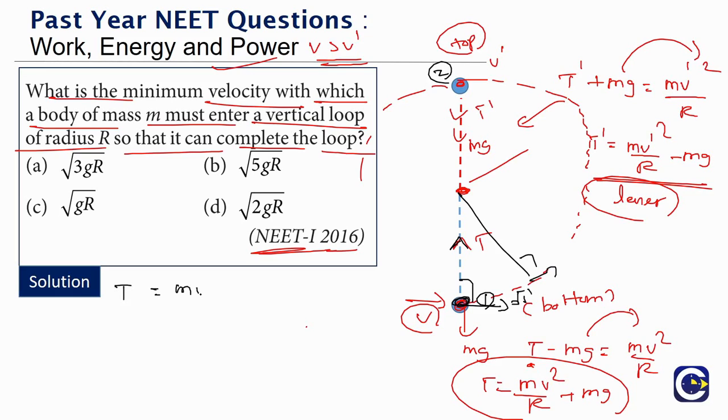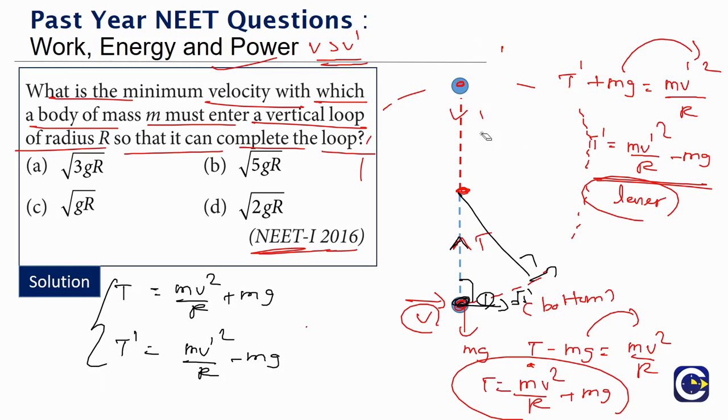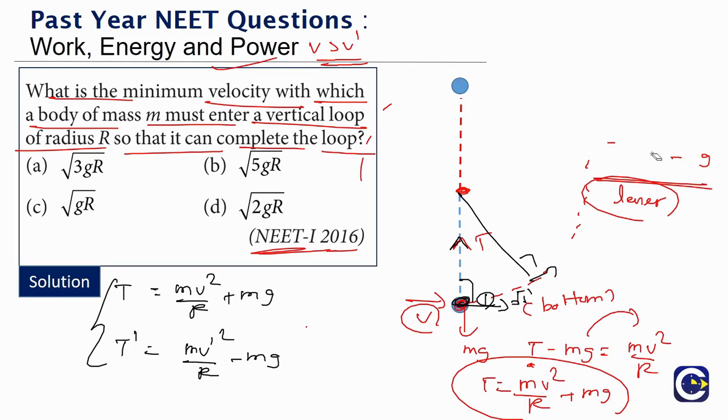T is equal to what? Mv square by r plus mg. T dash will be equal to what? M into v dash square by r minus mg. These are the two relations we have in terms of tension. Now we will erase this space so that we can use it for the conservation of mechanical energy principle.